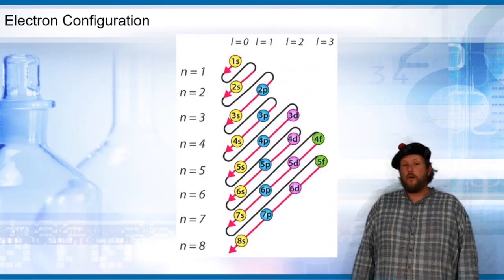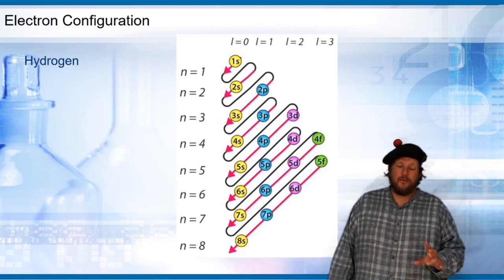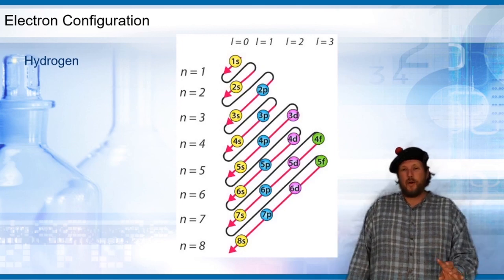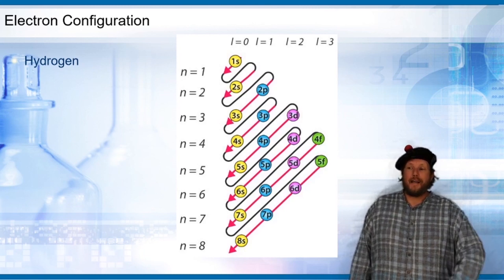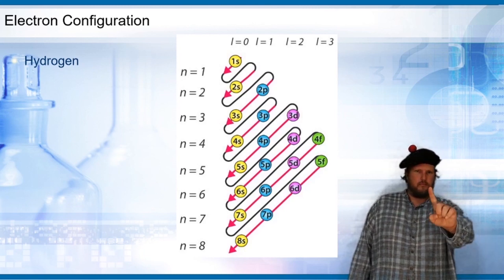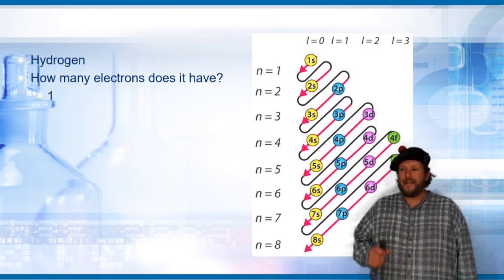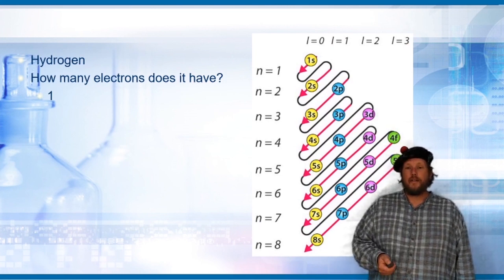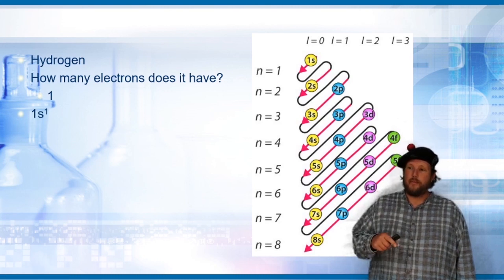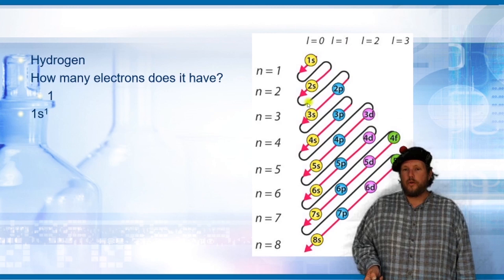So, first, let's look at hydrogen. The questions you want to ask yourself when you do this, the first question is how many electrons does it have? Hydrogen has 1 electron. And we start at the top with 1s, and we say 1s with a superscript 1. So we follow and fill in order as it follows here.